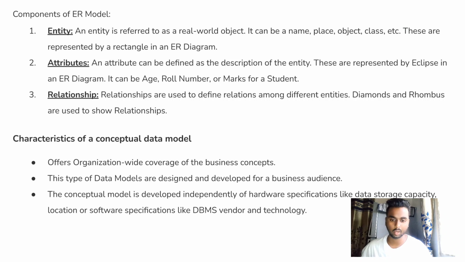Attribute. An attribute can be defined as the description of the entity. These are represented by an ellipse in an ER diagram. It can be age, roll number, or marks for a student. Relationship. Relationships are used to define relations among different entities. Diamonds or rhombuses are used to show relationships.